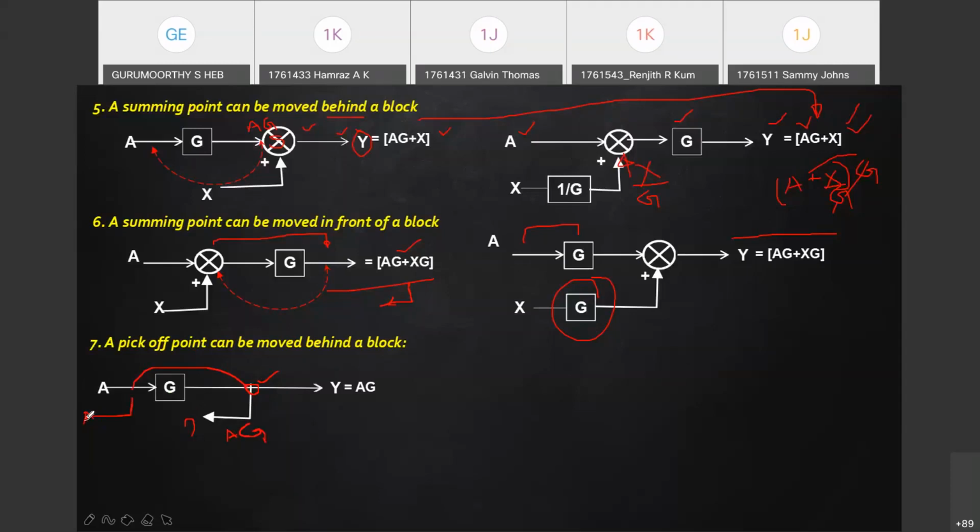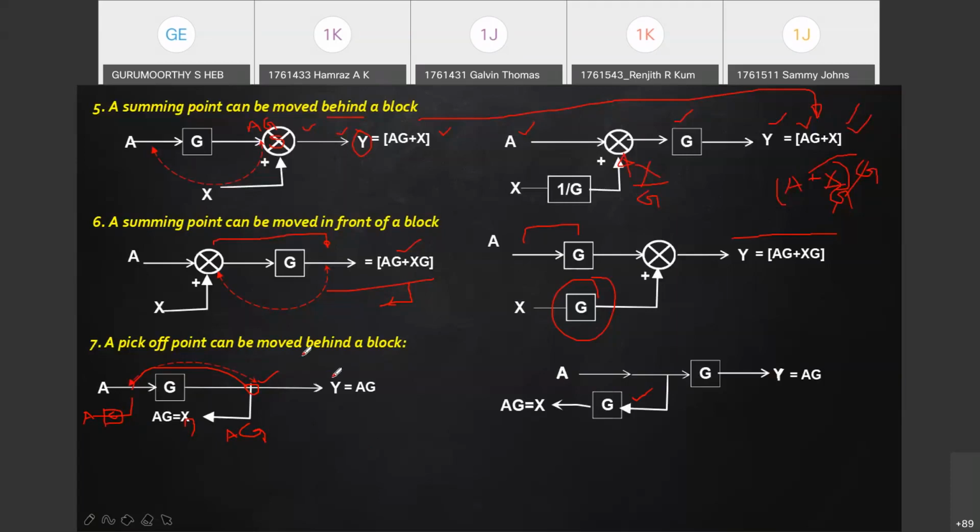But you should have the same value. That means you will have to multiply with G. So only when you multiply with G, then both the values at the terminal point will be the same. So you have to multiply with G when you move the takeoff point behind a block.